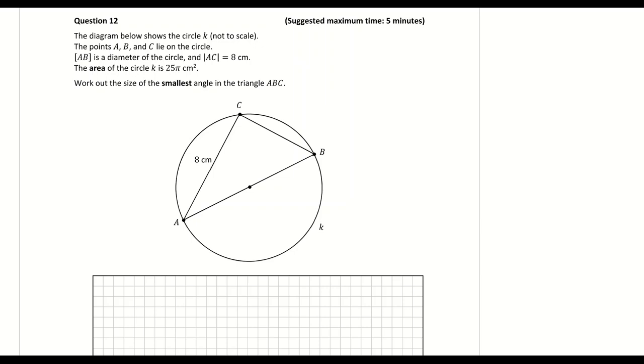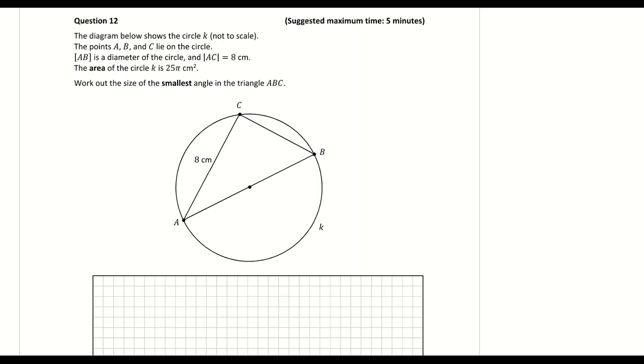Question 12. The diagram below shows the circle K, not to scale. The points A, B, and C lie on the circle. AB is the diameter of the circle, and AC is equal to 8. The area of the circle K is equal to 25 pi. Work out the size of the smallest angle in the triangle.